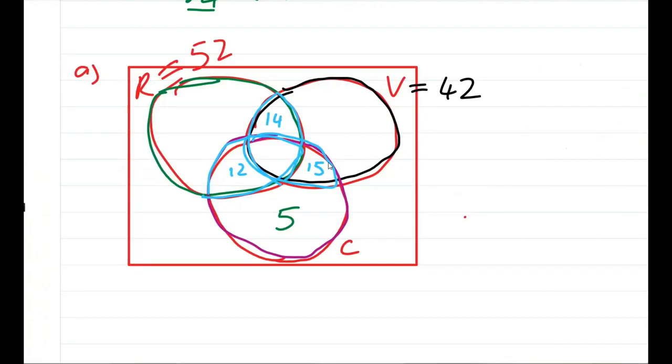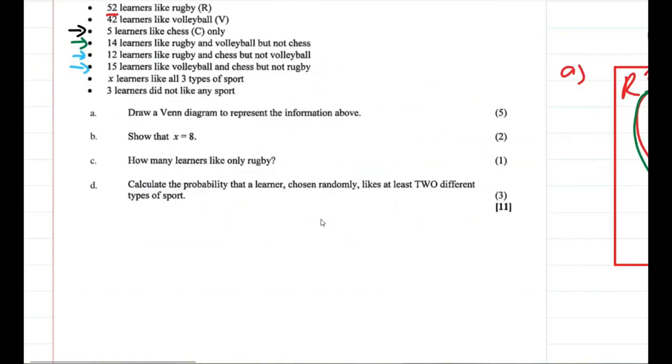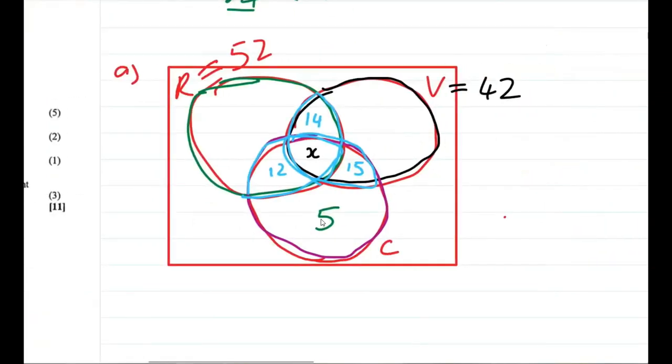The center spot. This is going to be X. Right. And then they say 3 learners did not like any sport. Now, where does that go? In the box, I think. In the box, but outside of the bubbles. So 3 people are over here.